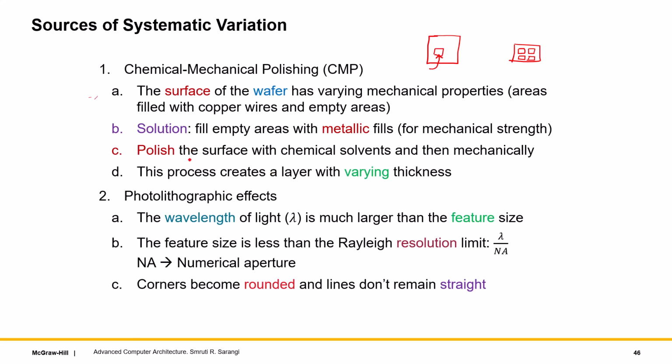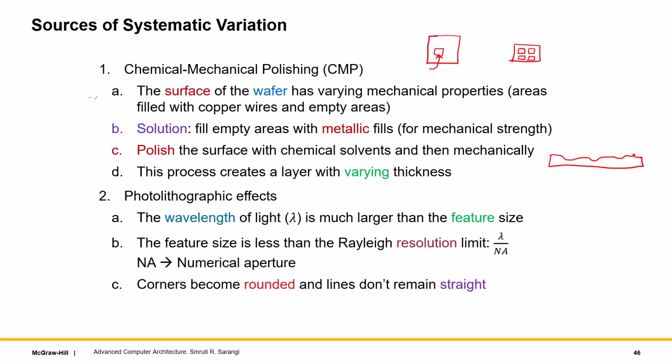So to homogenize it, what we do is we polish the surface both mechanically, kind of grind it, and also we use chemical solvents. In spite of that, because of the varying mechanical properties of the layer, the thickness, if I were to look at a cross-sectional view, would be something like this, right? It would not be uniform. In spite of doing these fills and so on, and in spite of chemical mechanical polishing, the thickness will not be uniform. So we will have a layer with varying thickness.